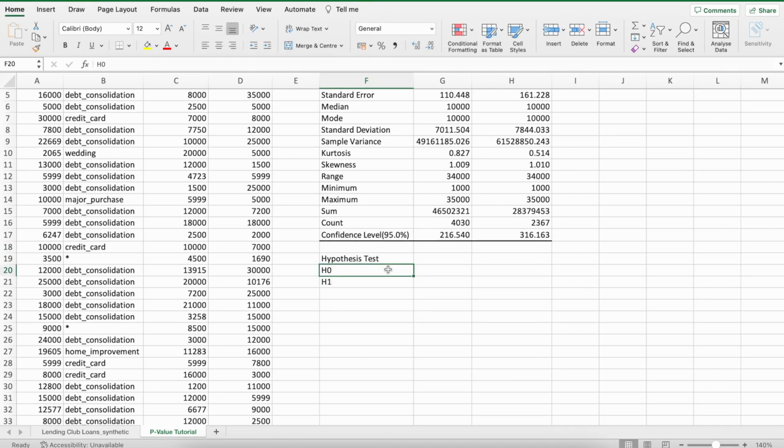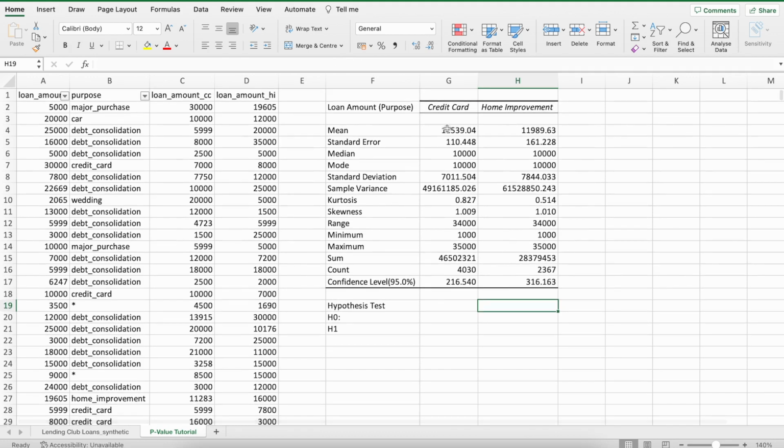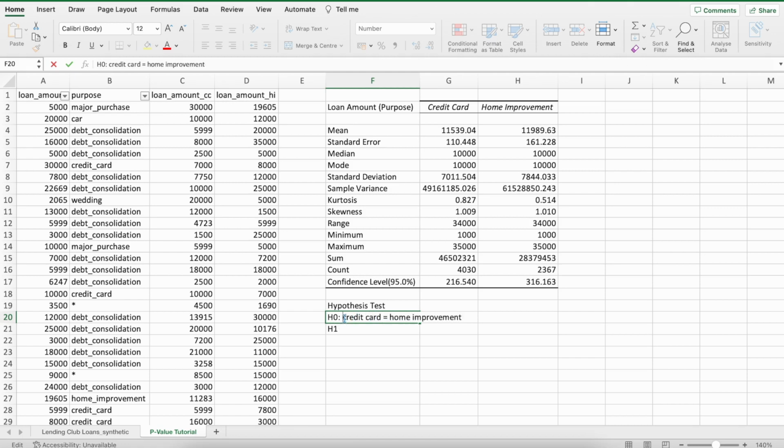H0 just means null. H1 means alternative. So what shall we state? We can see quite explicitly here that home improvement is more. They take out more of a loan than people with just a credit card purpose. But let's say that we're trying to find that credit card people loan out more than home improvement. So the null hypothesis will be credit card equals home improvement. Your null hypothesis can literally be anything you want. We'll just do mean credit card equals mean home improvement.